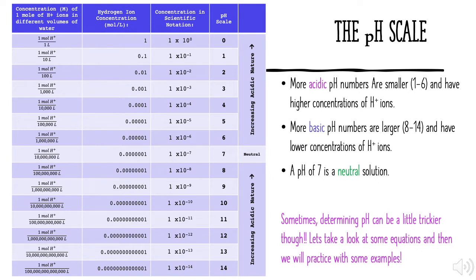What this is showing us is that pH values that are smaller correspond to higher hydrogen ion concentrations, and pH values that are higher correspond to smaller hydrogen ion concentrations. So more acidic pH numbers are going to be between 0 and 6, then we'll have a neutral pH at 7, and then more basic pH values are going to be between 8 and 14. Sometimes, though, determining your pH can be a little bit trickier. Let's take a look at some equations, and then we're going to practice with some examples.